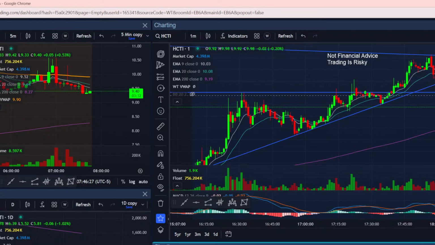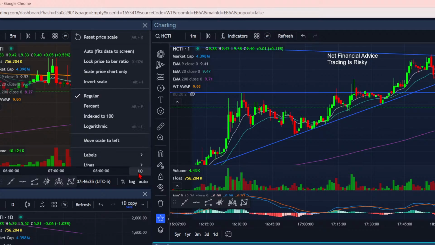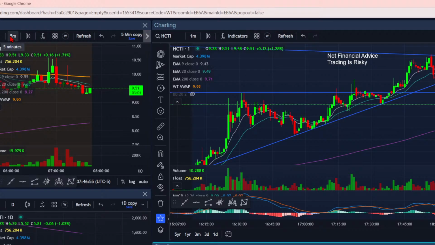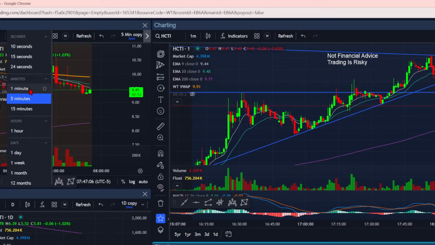What else? This is the price right here. You have settings right here. You don't really mess with that a whole lot. I don't. Okay. This is probably one of the most important parts in trading, the time frame. The way the time frame worked was confusing for me learning it the first time, but once you know what it really means and how it works, it becomes simpler to understand.